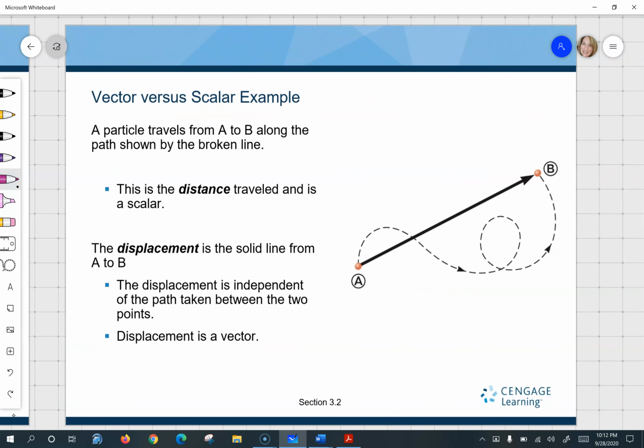All right, so here's just an example. If you take displacement versus distance, the distance traveled cares about the path to get from point A to point B, whereas your vector is just going to be a straight line that connects those 2 points. That would be your displacement.